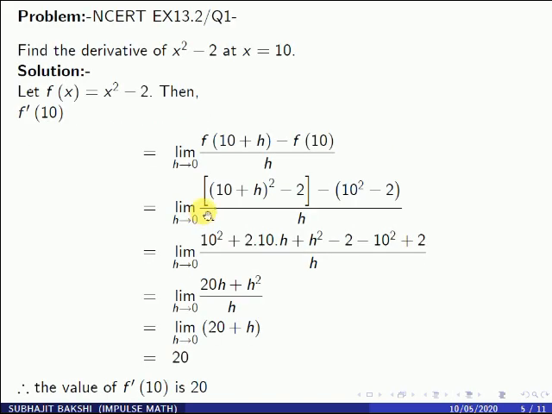Here I am considering a problem from NCERT exercise 13.2 question number 1, that is, find the derivative of x square minus 2 at x equal to 10. That is, we have to find the rate of change of this function x square minus 2 at the point x equal to 10. So we denote this as f dash 10, and if we put the formula here, that is limit h tends to 0, f(10 plus h) minus f(10) by h, and putting these values and simplifying, we reach limit h tends to 0 of 20 plus h. If we simply put h equal to 0 here, we get the value 20.